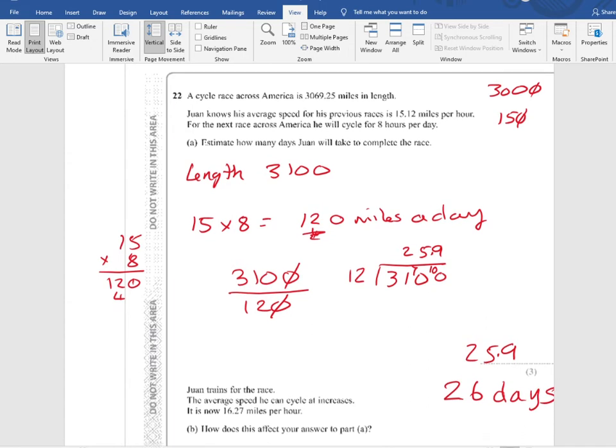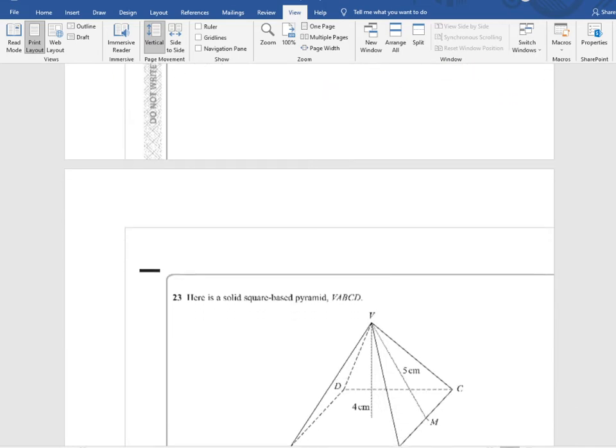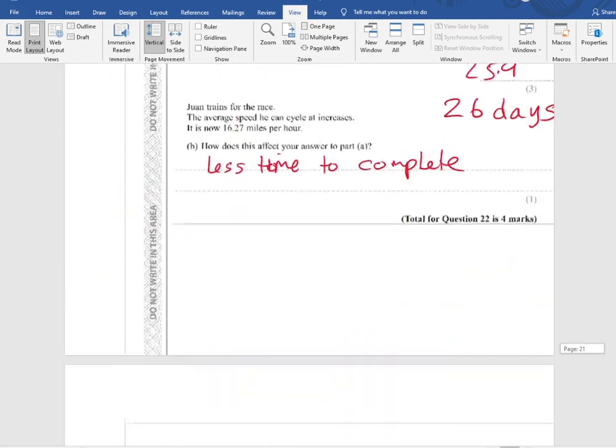Forgot the decimal point. One runs a race, his average speed increases. How does this affect it? Less time to complete. Less time to complete.